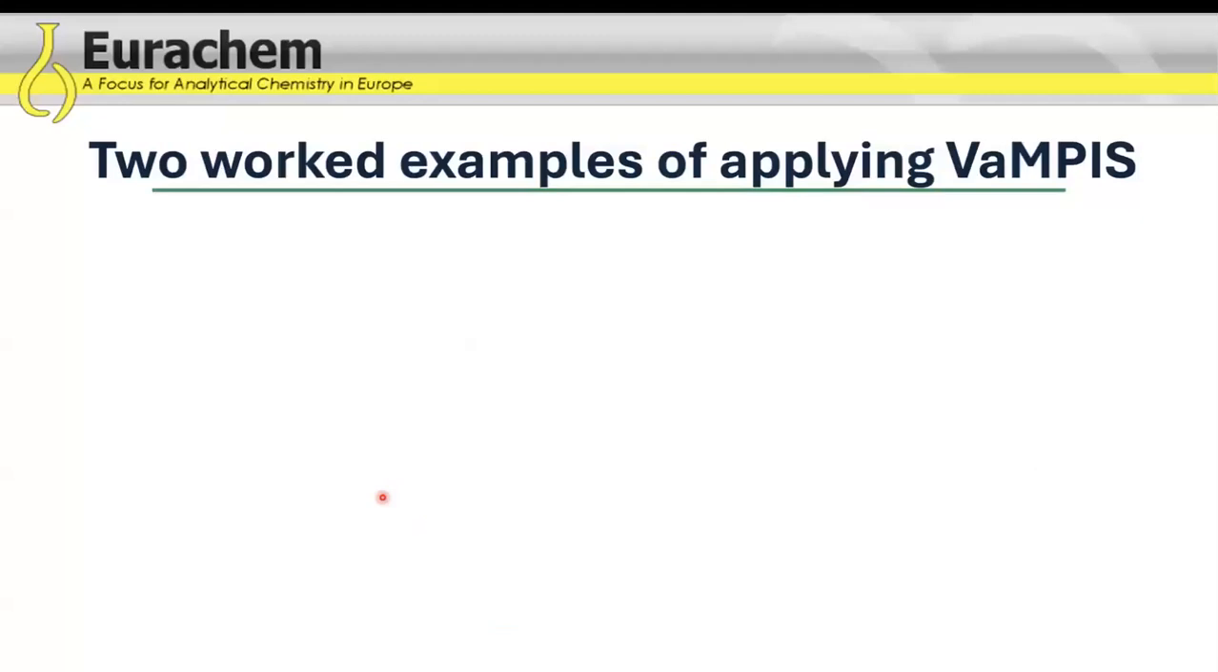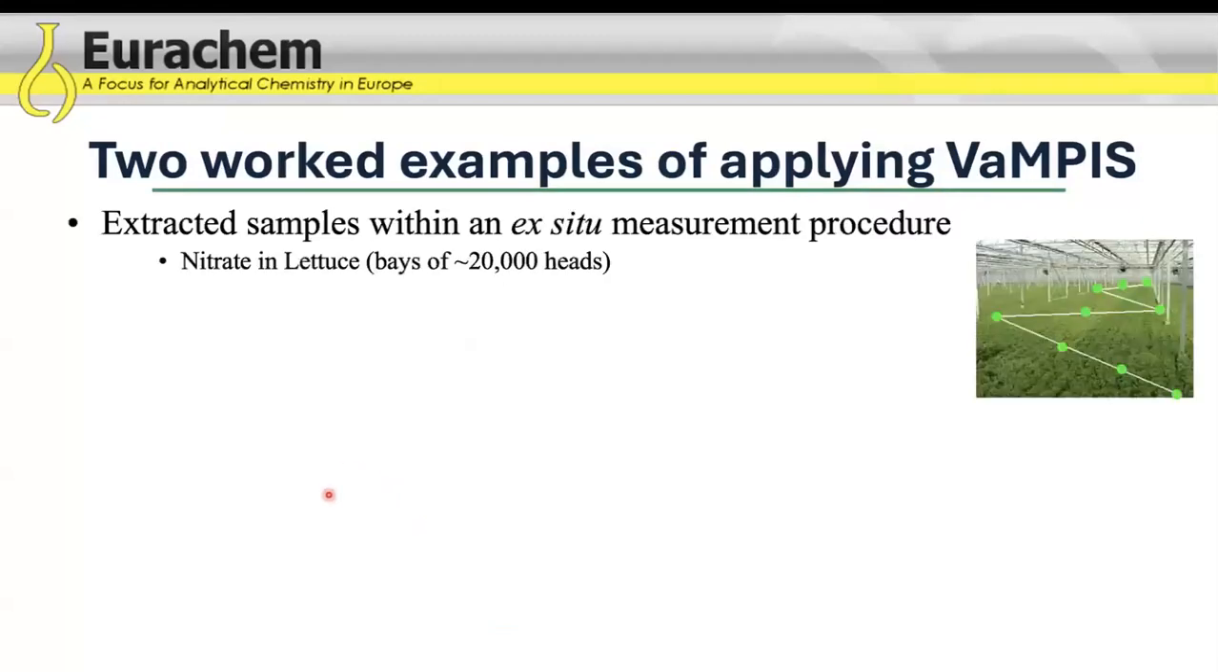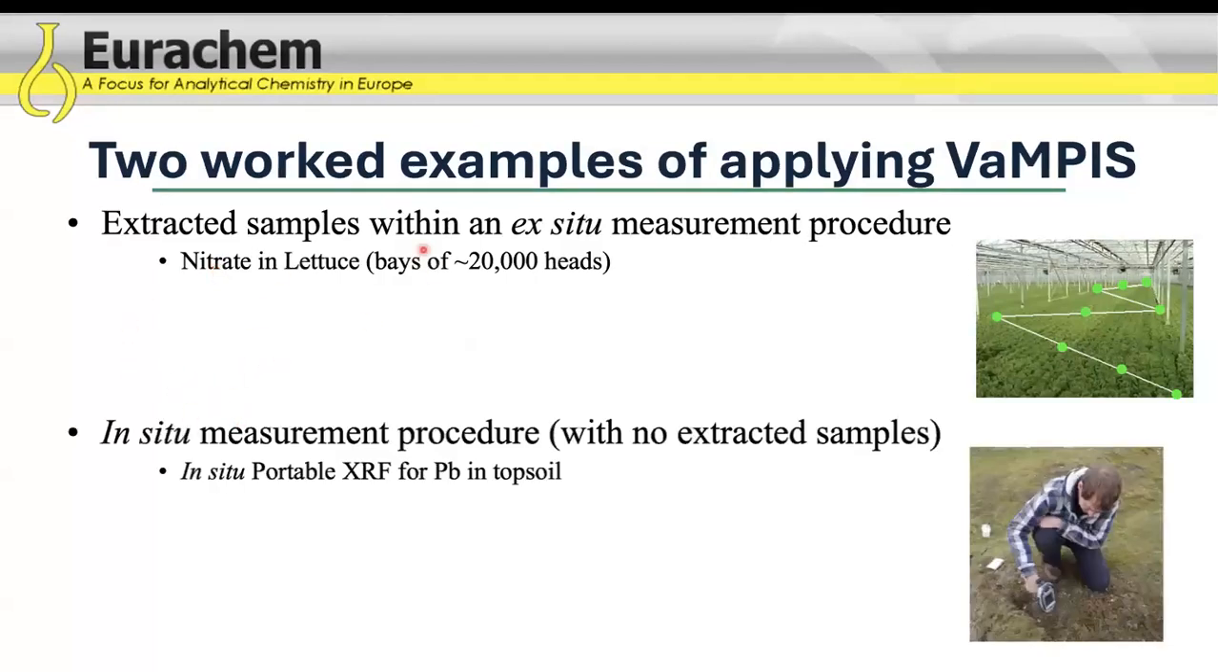So there are 2 worked examples in the VAMPIS guide. The first one is ex situ measurement of, say, lettuce from a target here, say 20,000 lettuce heads, and you take it into the lab then to measure the nitrate ex situ and validate that procedure. The second example is an in situ measurement procedure shown here, with in situ measurement of lead in topsoil by portable X-ray fluorescence with no extracted sample. You're just measuring direct on the sampling target.